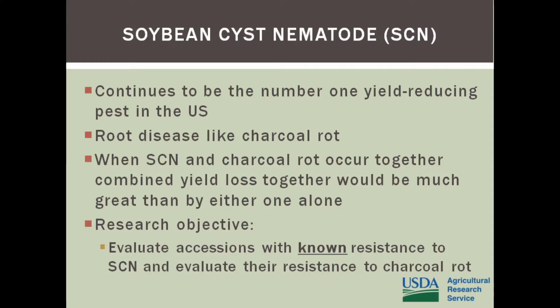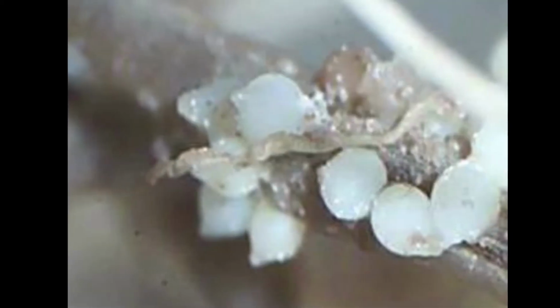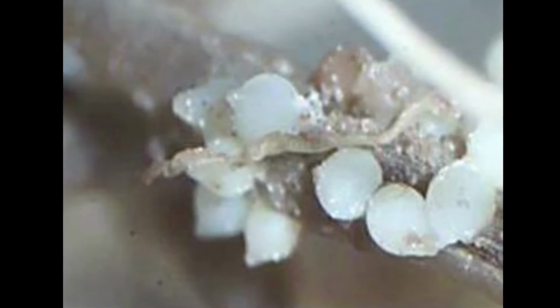Soybean cyst nematode, or SCN, continues to be the number one pathogen causing yield loss in soybean across the U.S. Some have called this a silent yield robber of soybean due to its limited control measures and sometimes showing yield loss without visible above-ground symptoms. Like charcoal rot, SCN depends on genetic resistance to help control this problem. These two diseases are both root diseases and have been reported to occur simultaneously in many fields across the country.